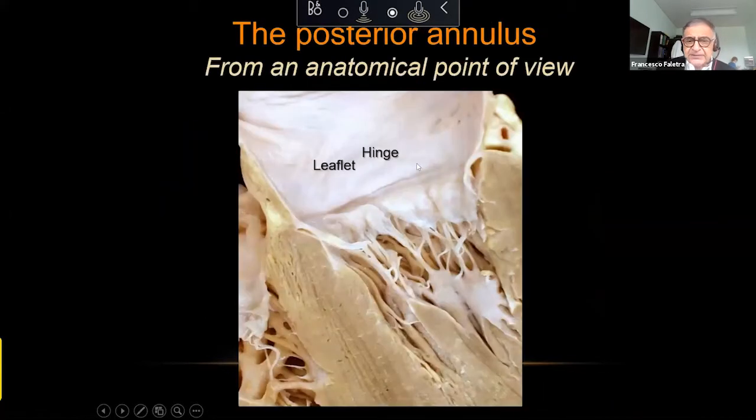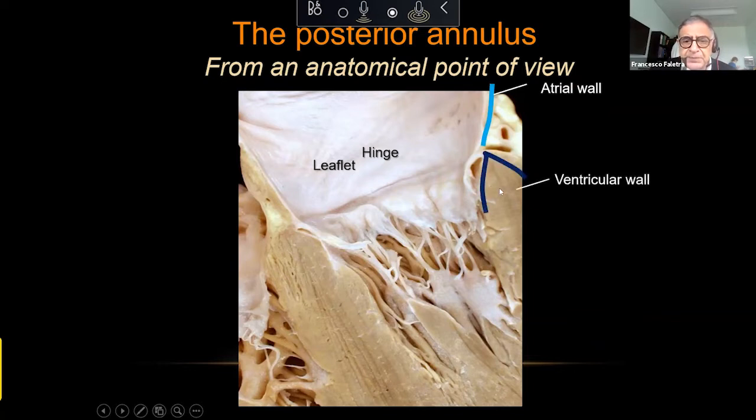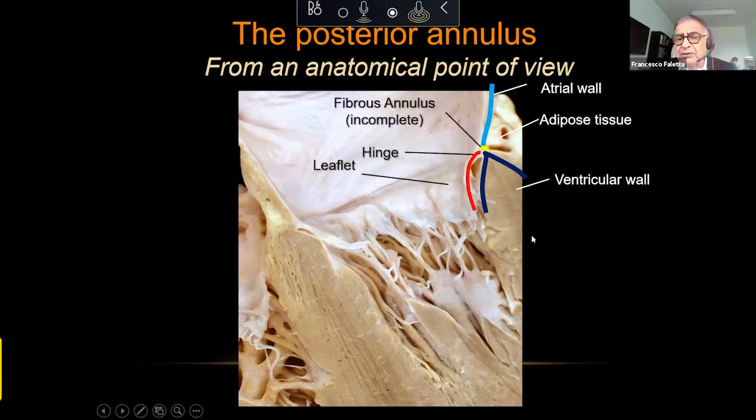And this is the posterior annulus seen in the anatomical specimen. And you can see that the posterior annulus actually is formed by the convergence, juxtaposition of atrial wall, ventricular wall, hinge line of leaflets, and adipose tissue. All of these structures are supposed to be glued by a fibrous annulus, which is anyway incomplete. And this is really very important to understand. This is an incomplete fibrous tissue which goes around this C-shaped annulus.